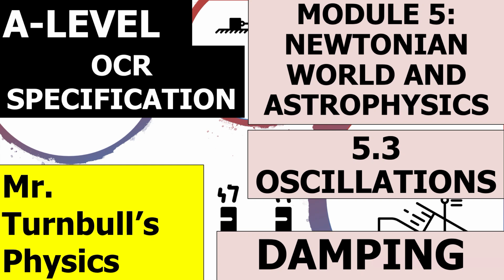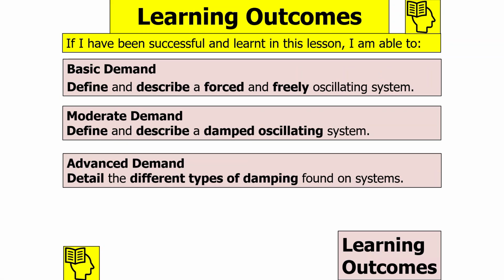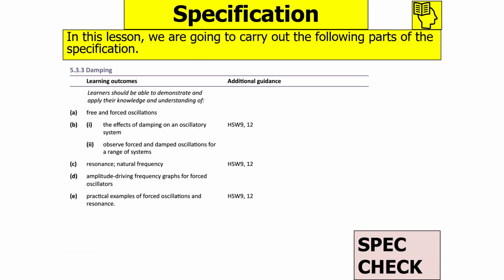Hello and welcome to this lesson for OCR A-Level Physics, Module 5, the Newtonian World and Astrophysics, looking at the module of oscillations and the topic of damping. If we've been successful in today's lesson, we should be able to define and describe a forced and freely oscillating system, describe and define a damped oscillating system, and detail the different types of damping found on systems. So we're going to be looking at the following part of the OCR A-Level Physics specification, 5.3.3 Damping.